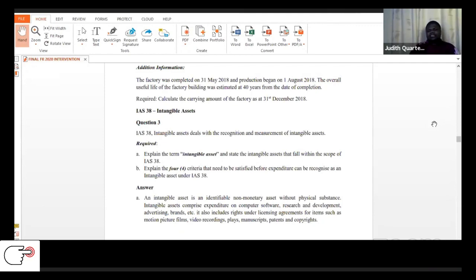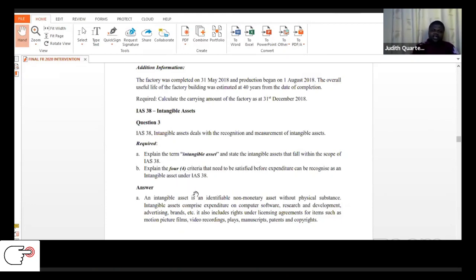And state the intangible assets that fall within the scope of IAS 38. They are talking of the purchased ones. So we have computer software, research and development, advertising, brands, and amount.